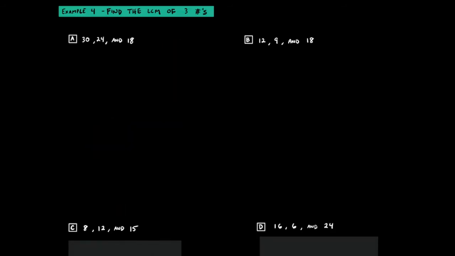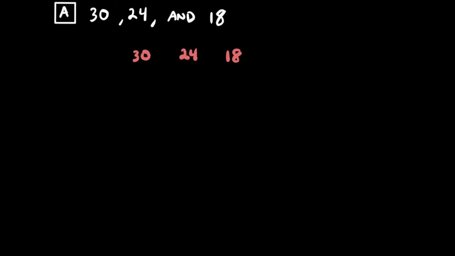At this point, we've gone over 3 different methods for finding the LCM. In example 4, we're going to find the LCM of 3 different numbers. Pay close attention to this method because it's a little bit different than the typical ladder method. When finding the LCM of 3 or more numbers, there's a little bit more to think about. Here we're going to find the LCM for 30, 24, and 18.